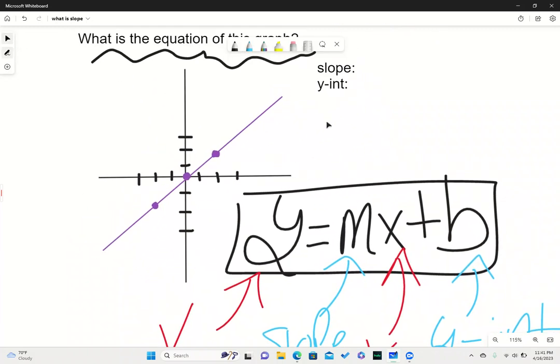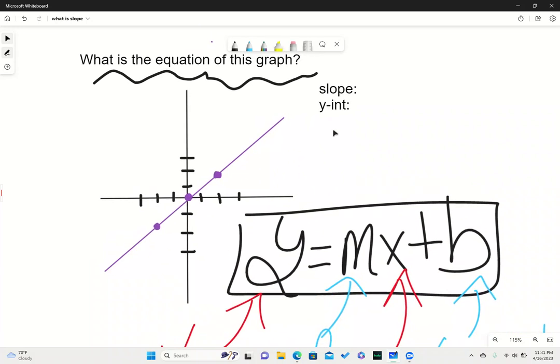So let's look at this graph here. Let's first find the slope. So what is the slope of this graph? Well, we know slope is rise over run. So how much does this point right here rise up to this point? Well, let's count. 1, 2. It rises up 2, and it goes over 2. So the rise over run, or the slope, would be 2 over 2, which can simplify to 1.